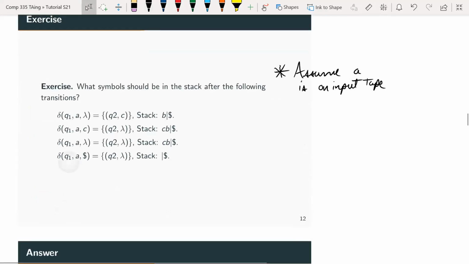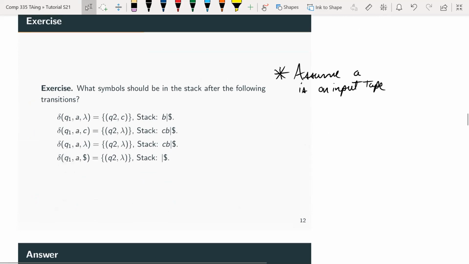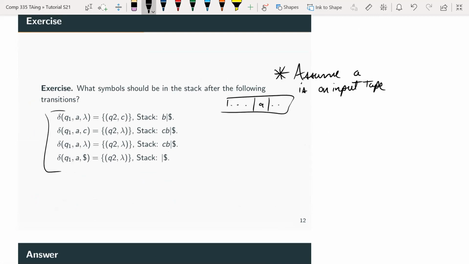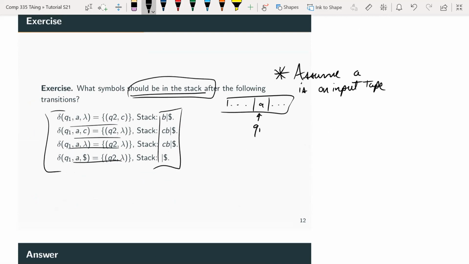All right. So let's see if this was well understood. We're given the following transitions, and assuming that you have your input tape and you're reading an A. So assume you're at Q1 and you're reading an A. What should be the content of your stack after each of these operations? Okay, if you're given this initial stack content. Okay, so I'll give you a minute to try this out, and we'll look at it together after.